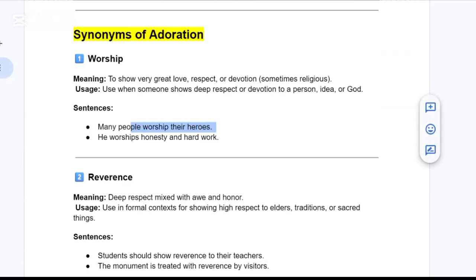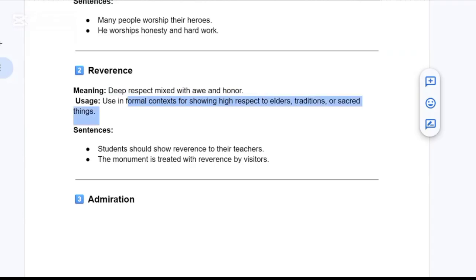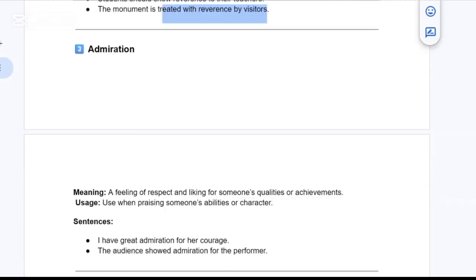Many people worship their heroes. He worships honesty and hard work. Reverence. Deep respect mixed with awe and honor. Used in a formal context for showing high respect to elders, tradition, or sacred things. Students should show reverence to their teachers. The monument is treated with reverence by visitors.